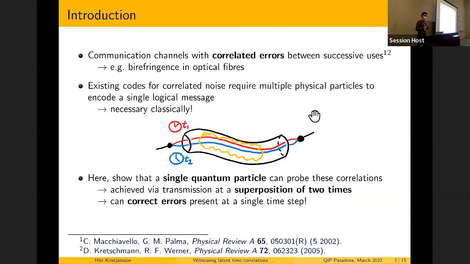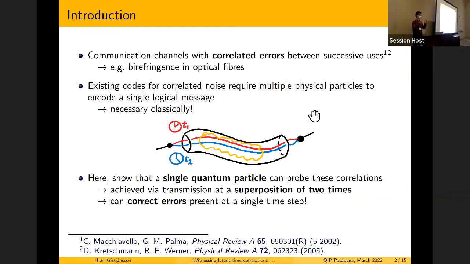So whatever noise occurs on the first particle will also be correlated with the noise that occurs on the second particle, and so on. So in general, Alice will encode a message over a sequence of particles and send it through. Now, if we know the structure of these correlations, we could encode one logical message on a sequence of multiple particles in such a way that allows us to mitigate some of the errors. And classically, the use of multiple physical particles in this case is necessary.